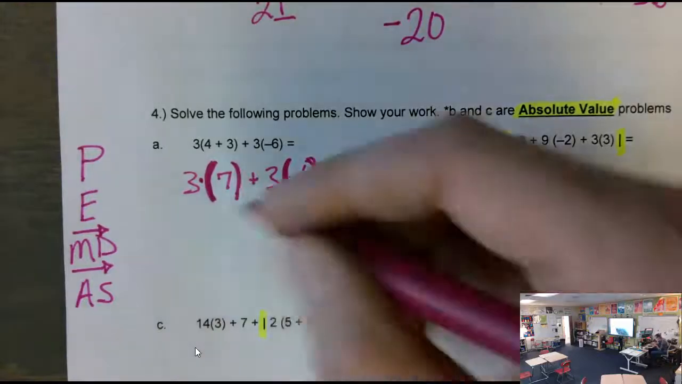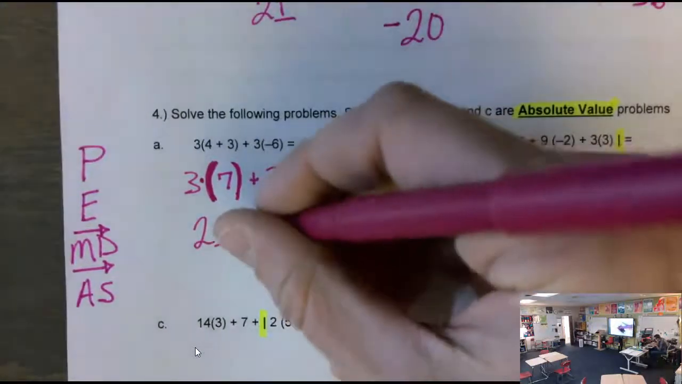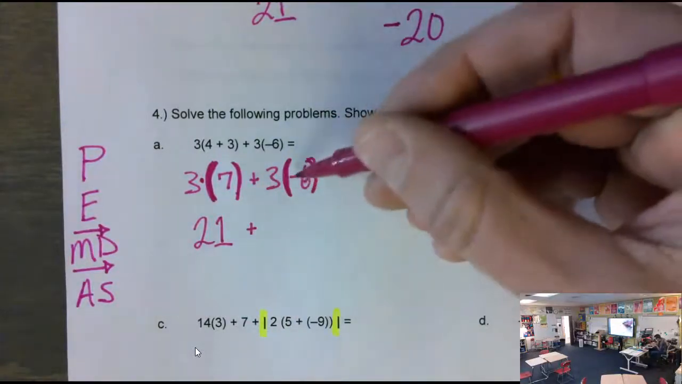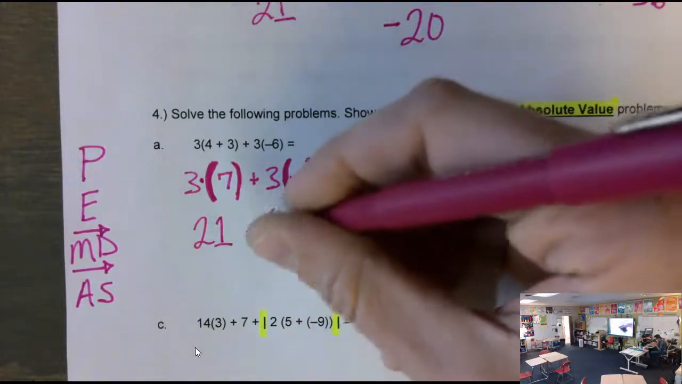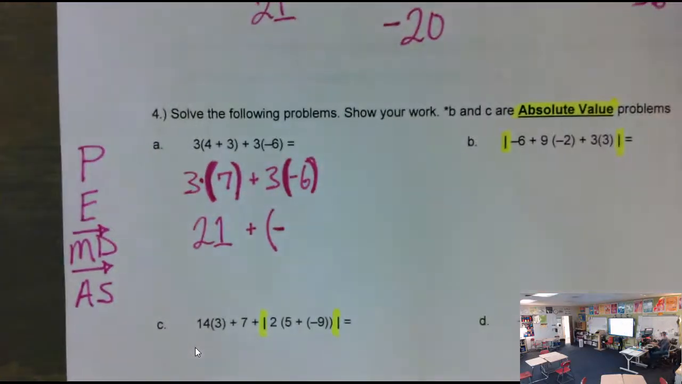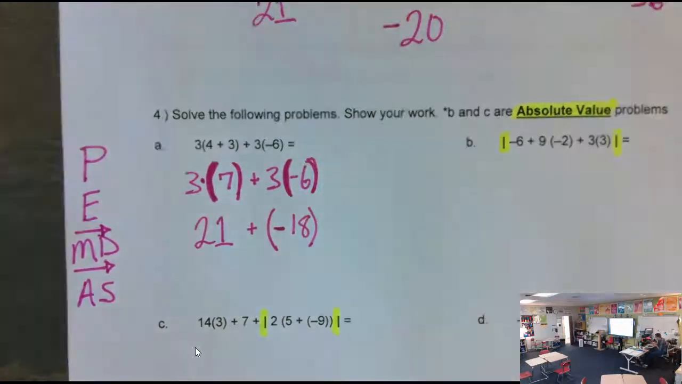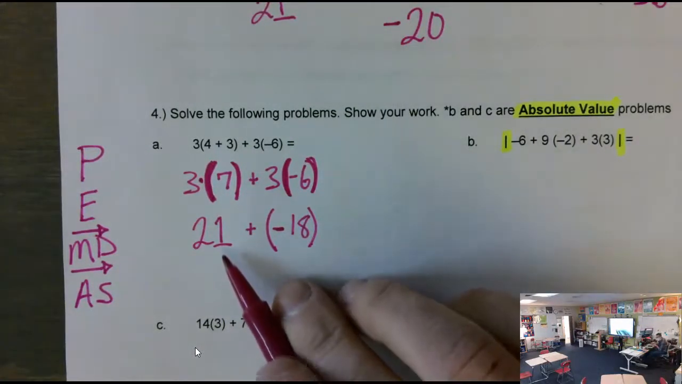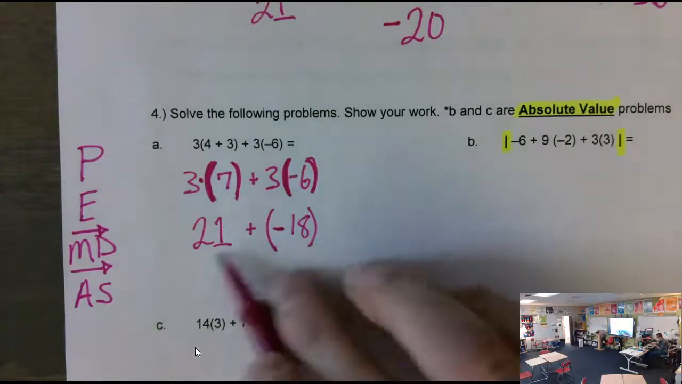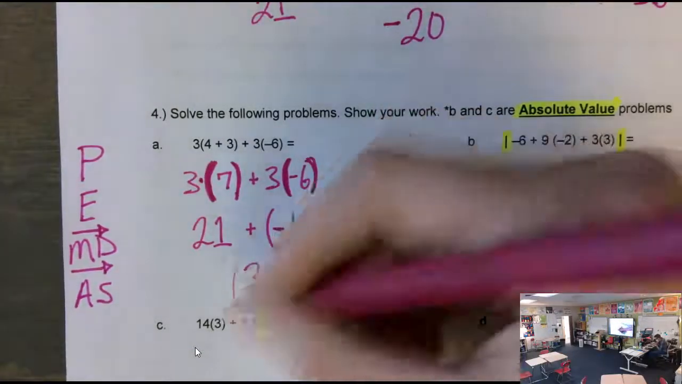So now there's no exponents, so we move on down to multiply, divide. So 3 times 7, 21. 3 times negative 6. Well, there's only one negative, so we know we're going to get a negative answer. Think about your sign, then think about your numbers. What's 6 times 3? 18. Who's going to win there, the good guy or the bad guy? The good guy is stronger. By how much? We do subtraction. 21 minus 18. We get 3.